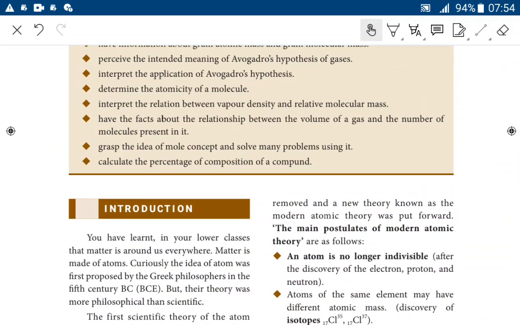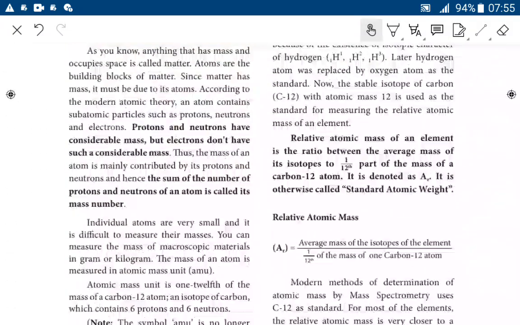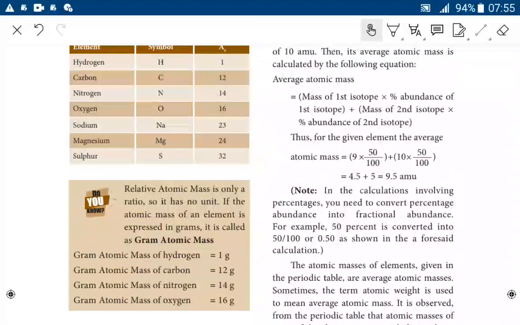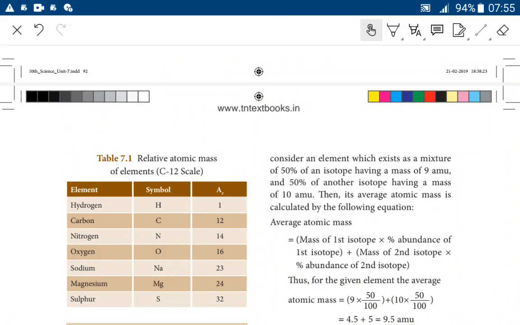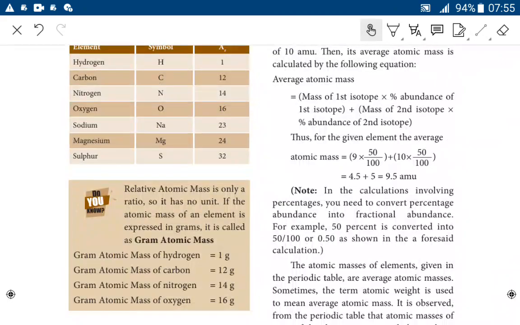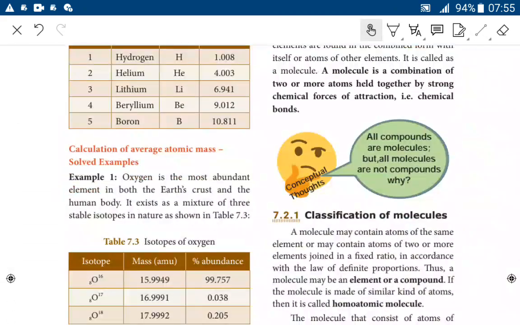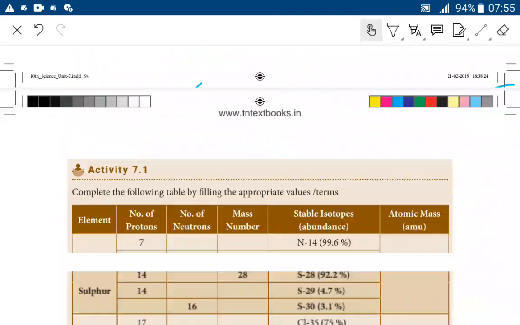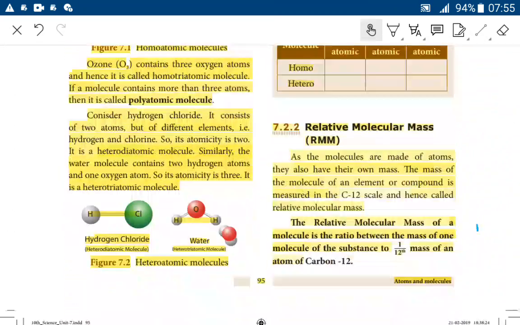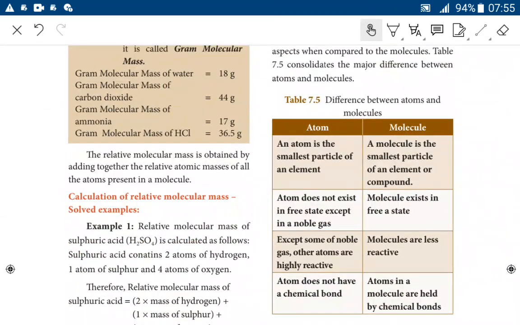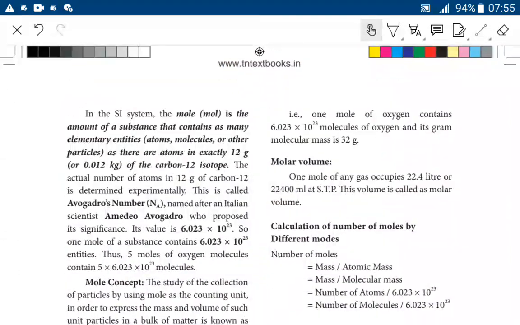The postulates of modern atomic theory are a very, very important topic in this. Then you should know the tabular column 7.1 for the calculation. From this relative atomic mass only we are taking the atomic mass of the substance to calculate number of moles or mass, and you should know the difference between atoms and molecules, and what is a mole.